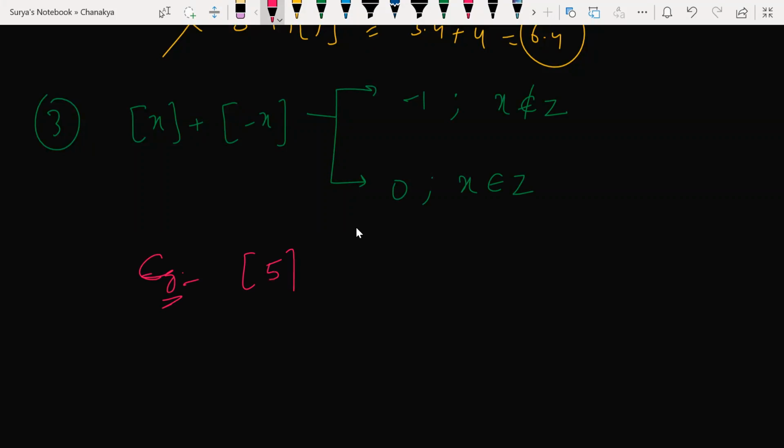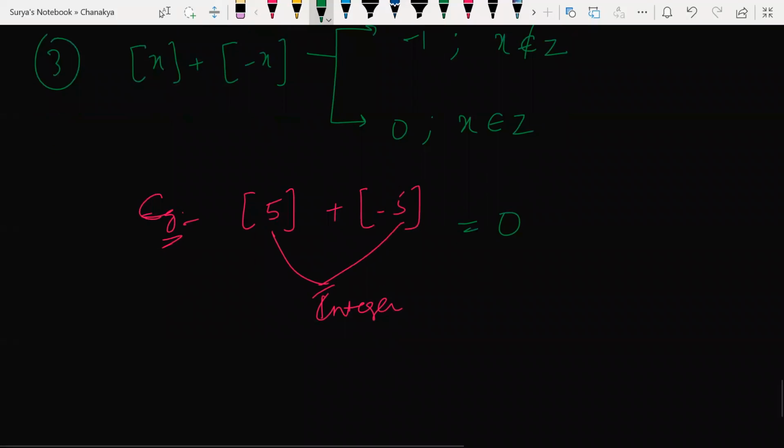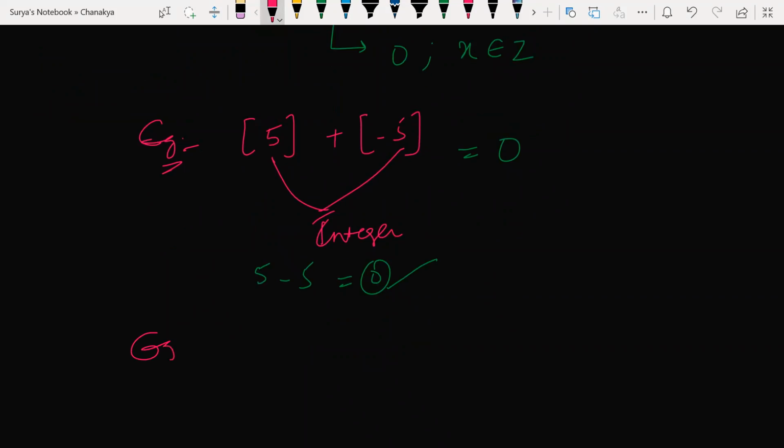Now if I have 5 plus -5. Now x is what here, beta? Integer or not? If integer, what answer does it give me? 0. How 0, sir? Solve it. Look at this here. Step of 5 is what? 5. Step of -5 is what? -5 only. 5 minus 5, 0 or not? Isn't it? Now one more example.